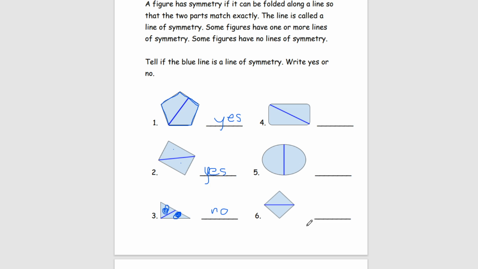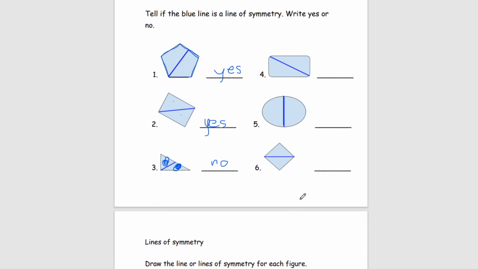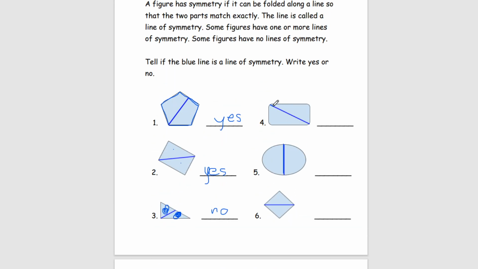And lastly, we can go over all 4 of these because they are the same. 4, 5, and 6 all have a line of symmetry because we can easily see that this line separates each into perfect halves. As seen in number 4, it cuts right across the middle, number 5 straight down the middle, and number 6 straight across the middle. So for 4, 5, and 6, they all have a line of symmetry.